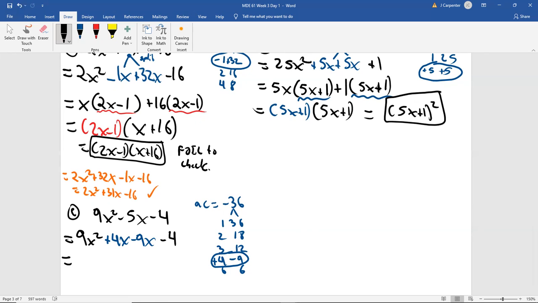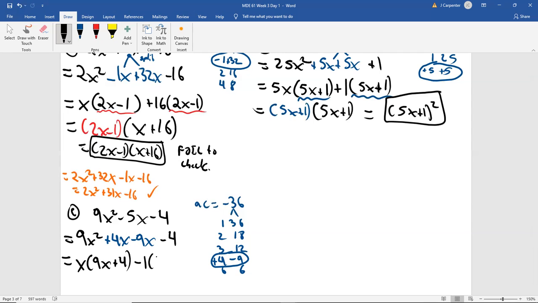Between 9x squared and 4x, you're going to take out a GCF of, well, not much, just an x. 9x squared divided by x is 9x. 4x divided by x is a positive 4. This third term has a minus, so I probably need to take a minus out here. There's no real GCF between 9x and 4, so like last time, we just take out a negative 1. But that's going to change all the signs.